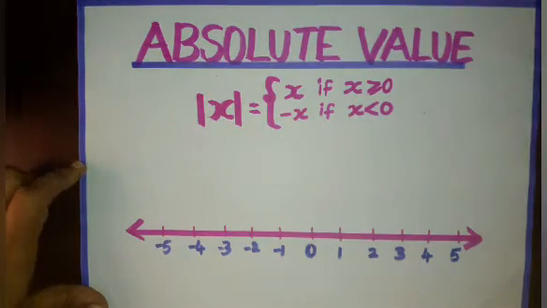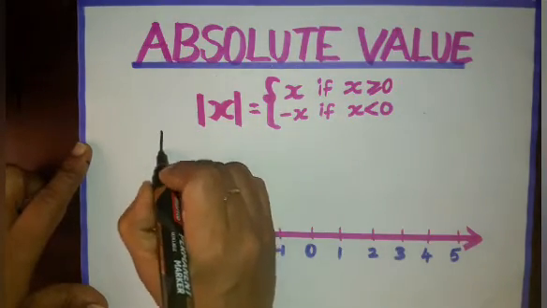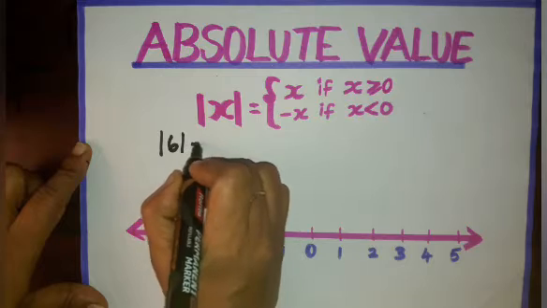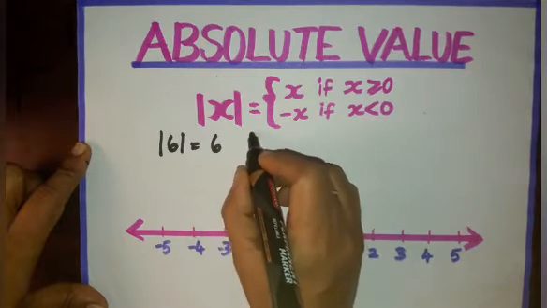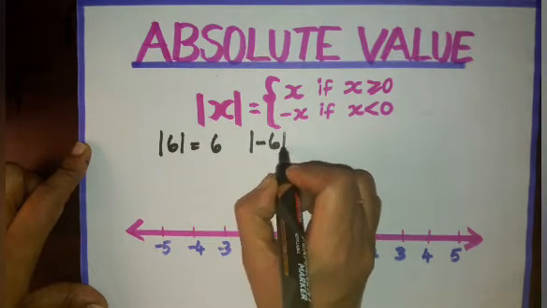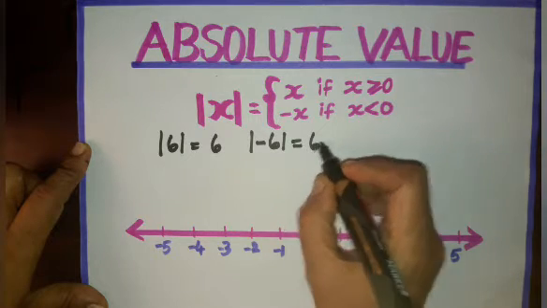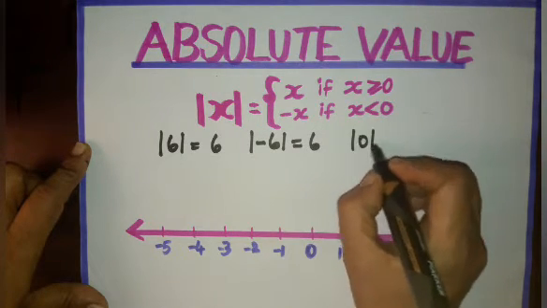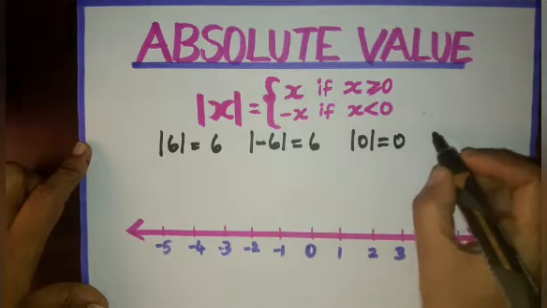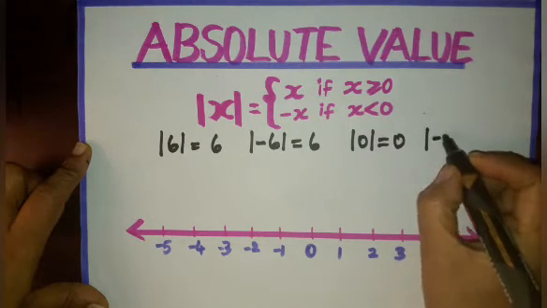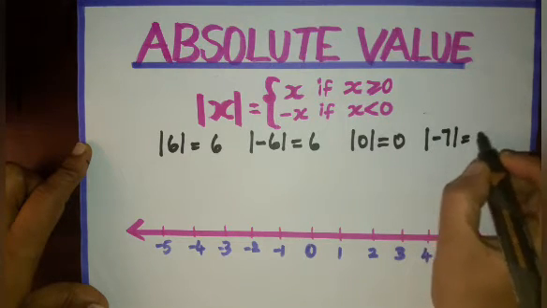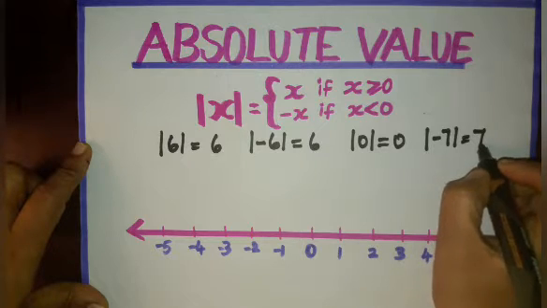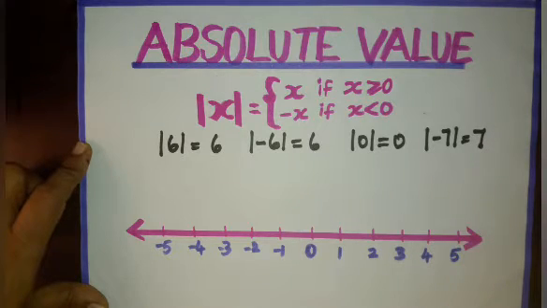Let's see some examples. Modulus of 6 equals 6. Then modulus of minus 6 is also 6. Even modulus of 0 is 0. Modulus of minus 7 is plus 7. So we can also understand this concept on the number line.